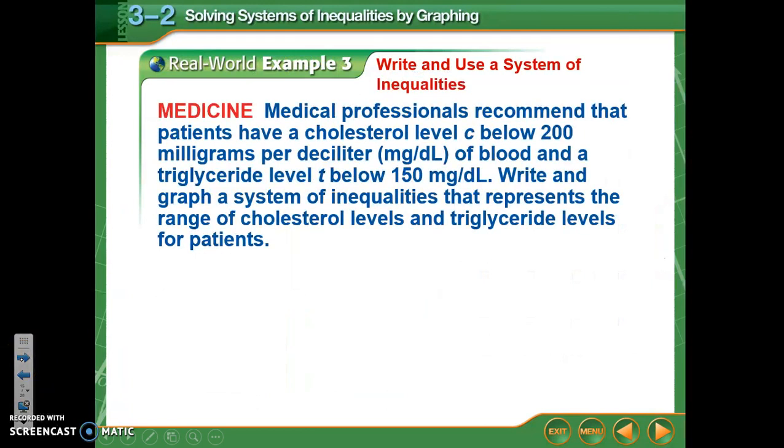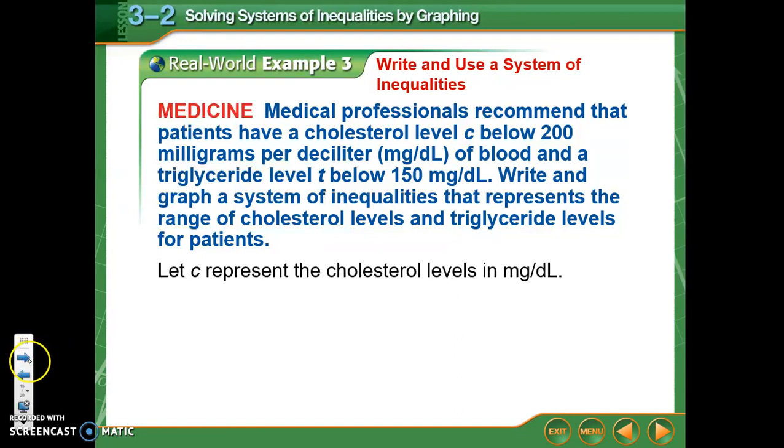All right, let's take a look at example 3. I'm going to pause and give yourself a second to read this. All right, so we're talking here about medicine, medical professionals. They recommend that we have a certain level of cholesterol that needs to be below 200 milligrams per deciliter and a triglyceride level T below 150 milligrams per deciliter.